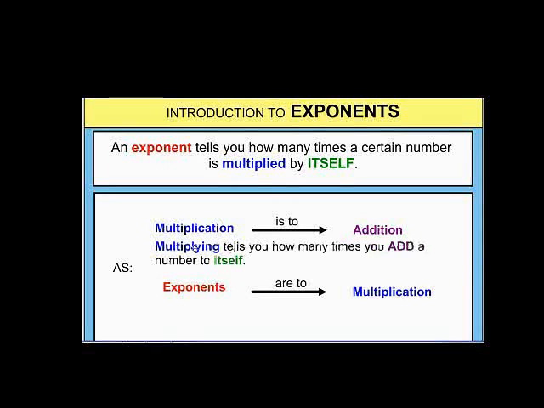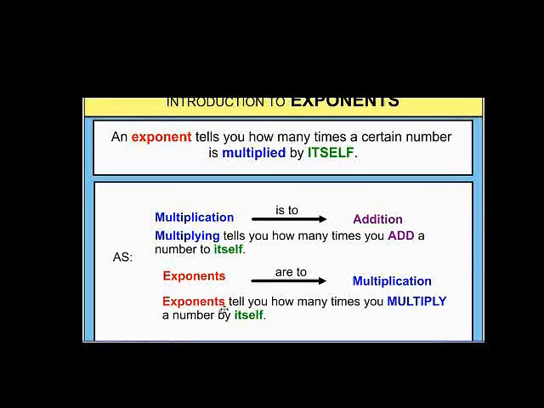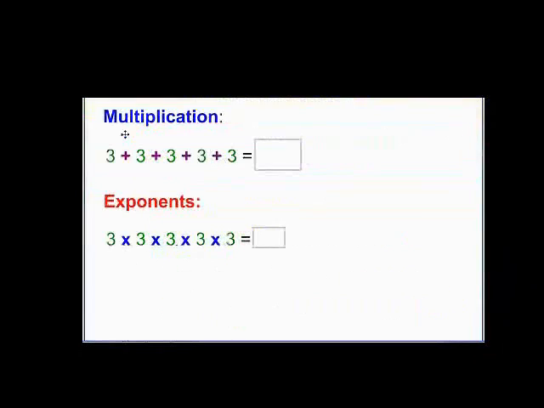Well, what does this mean? Well, multiplying tells us how many times you add a number to itself. We should know that. 3 times 5 would mean 5 plus 5 plus 5. We'd add 5 to itself 3 times. With exponents, we've got a similar idea, except the exponent tells us how many times you multiply a number by itself. So rather than adding the same number over and over again, we're multiplying the same number over and over again. So let's look at an example here.